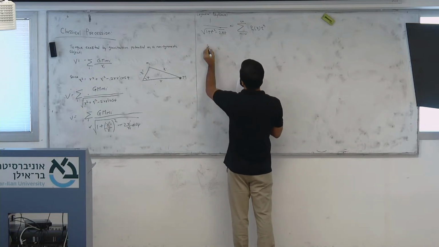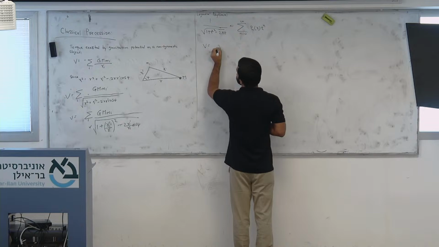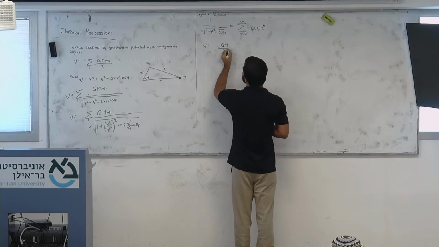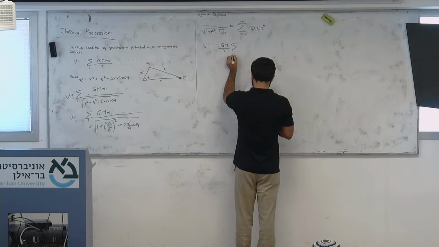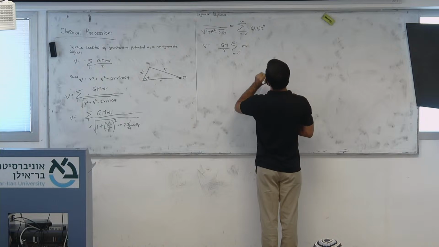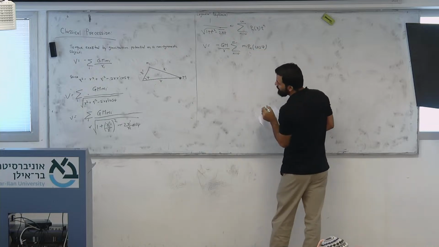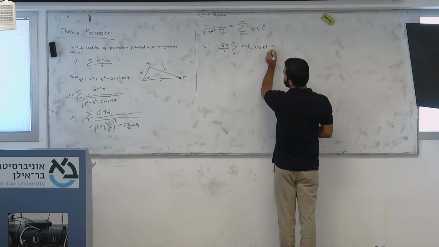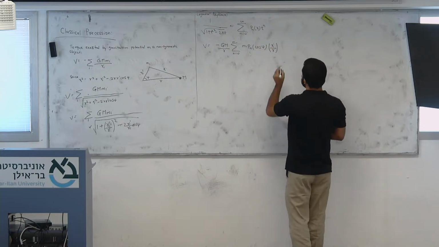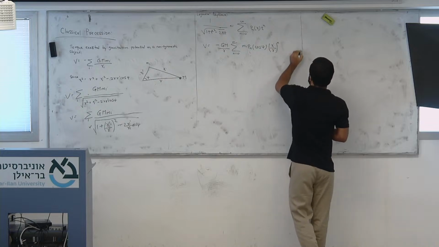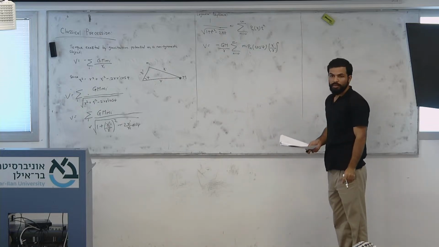Now we can write this equation as V equals minus GM over r, sum over n from 0 to infinity, Pn of cosine of psi, into r prime over r raised to n.